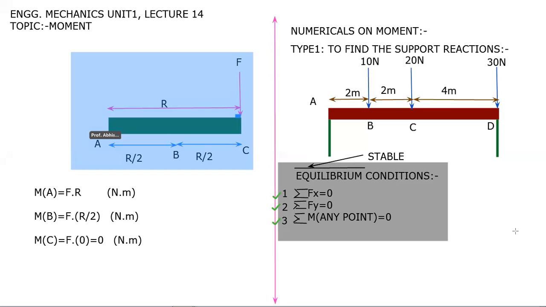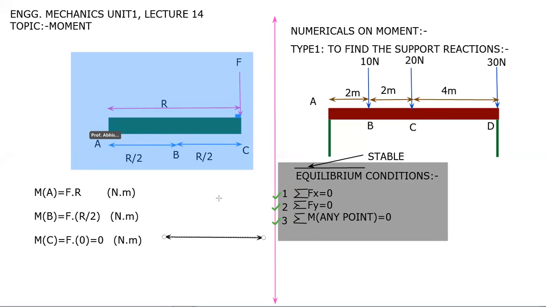Equilibrium means stability. So we may confirmly call a body in equilibrium if it satisfies these three conditions. In simple language, how can we explain this?